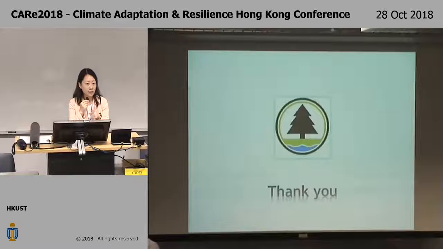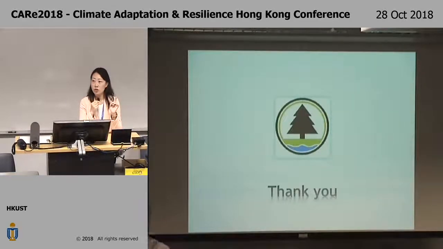So that's the problem that we need to address in the near future. For the second question, food: in 2012, a trawl ban was implemented in Hong Kong. That means trawling has been banned since 2012.